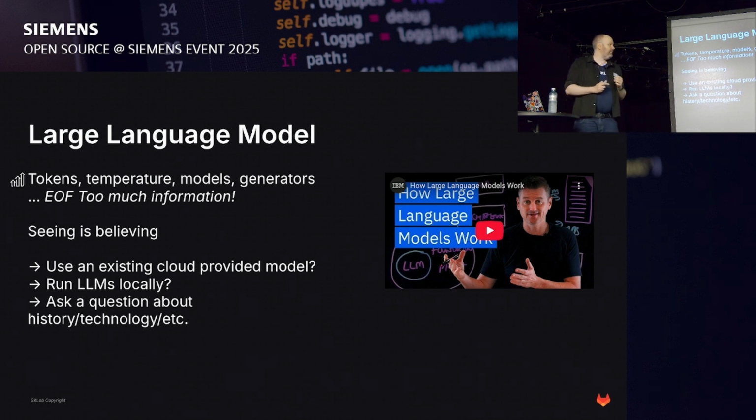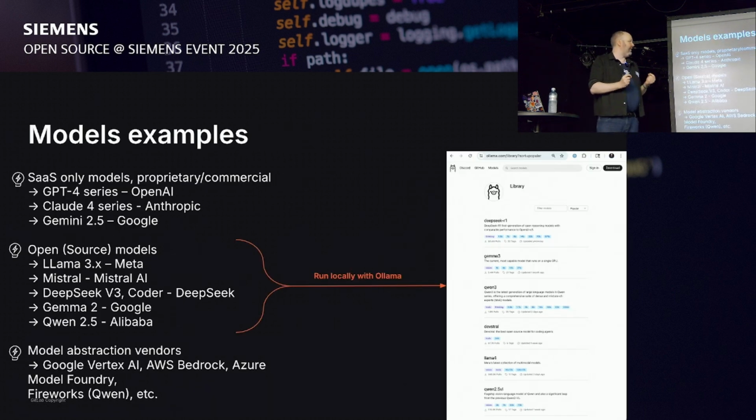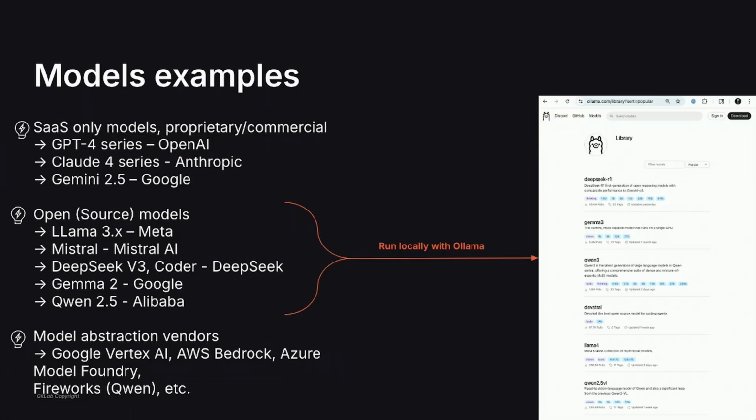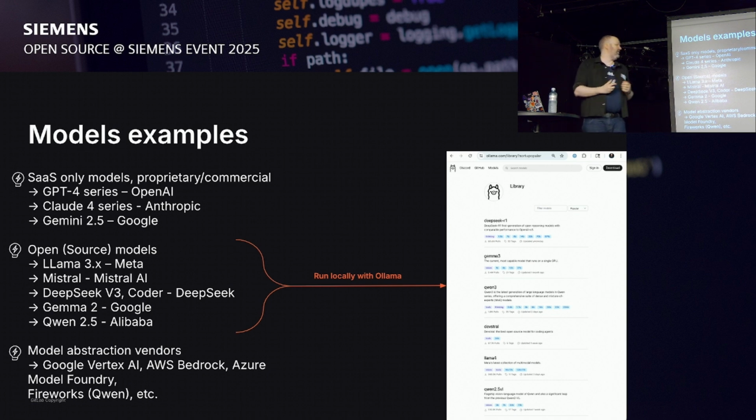Then I found a nice video from IBM, which is helpful to understand it from a technology perspective, but I really wanted to try it out. And so over time, specific models came across. On the SaaS-only side, we have proprietary models from OpenAI, from Anthropic, from Google, from different other vendors. But there are also open source or open models available, like Llama or Mistral or DeepSeek, Gemma, Qwen, and so on. And I also needed to understand that there are model abstraction vendors, like Google Vertex AI, AWS Bedrock, and others, which provide models as a service, as a transparent proxy, and so on.